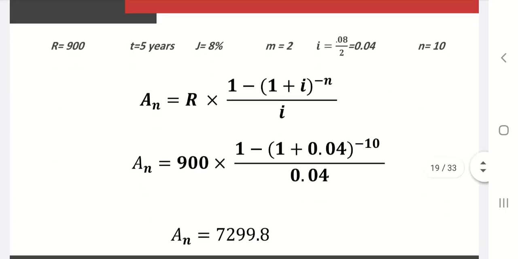By substituting, R equal 900, T equal 5 years, J 8%, M equal 2, I equal 4%, and N equal 10. A sub N will be equal to R times 1 minus 1 plus I to the power negative N, over I, 900 times 1 minus 1 plus 4% to the power negative 10, over 4%. So A sub N will be equal to $7,299.8.